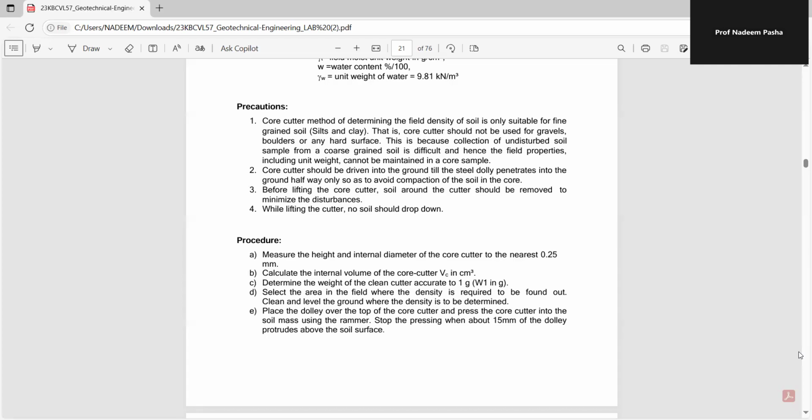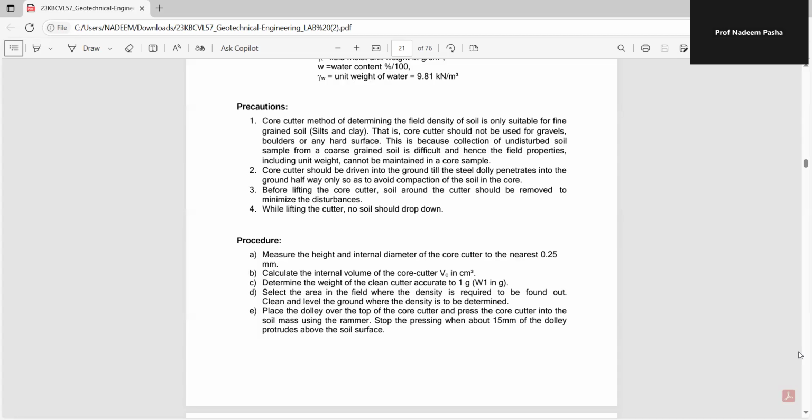First, measure the height and internal diameter of the core cutter to the nearest 0.25 mm. Next, calculate the internal volume of the core cutter, VC, in cubic centimeters. Next, determine the weight of the clean cutter accurate to 1 gram. That will be W1 gram.